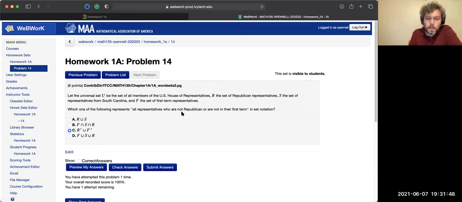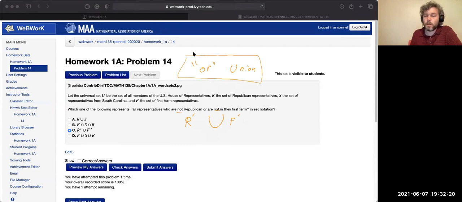So for this, we're talking about not. So not Republican would be R complement. Not in their first term would be F complement. And since it's or, this is talking about the union because it can be in either one. It's not restrictive. It doesn't have to be in both of them. It can be in either of them. So that would be the union. Okay, since it's talking about or, it's talking about union. It can be in either one. If it says and, it has to be in both of them.